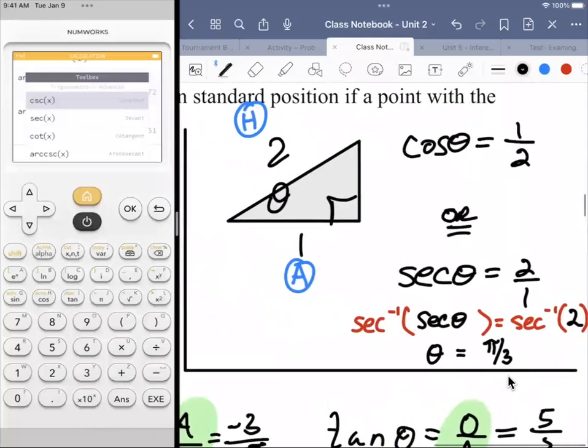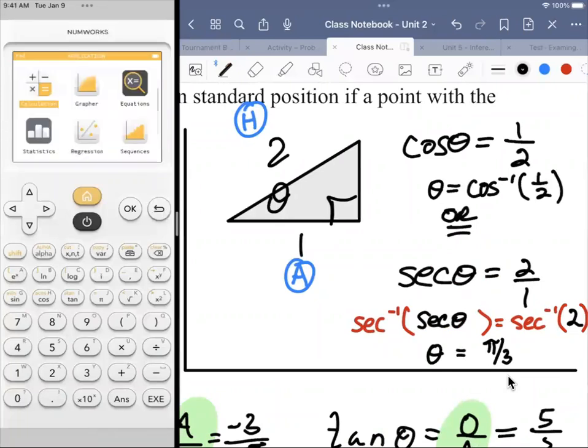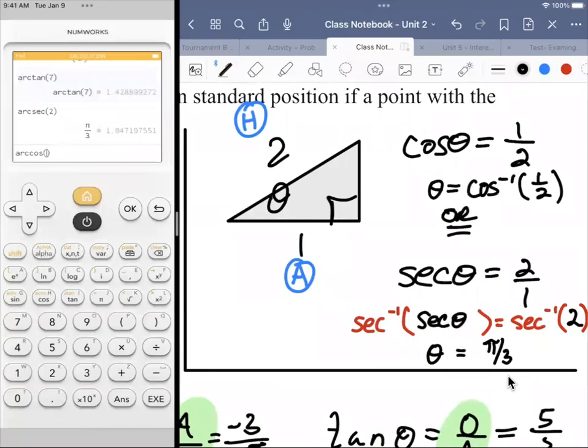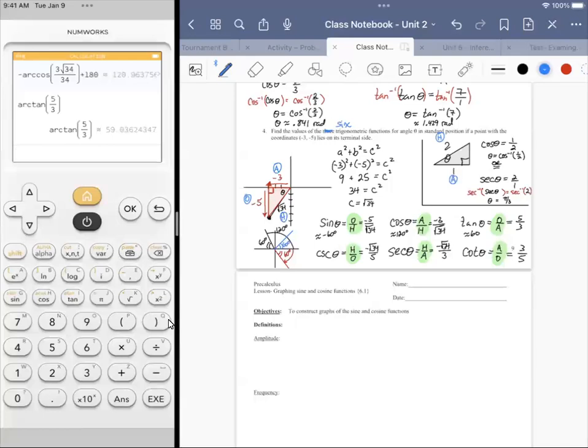Now, again, I could have opted to do this with a cosine. Finding the inverse cosine of both sides does not require me to go into a special menu. That's right on the home screen. So arc cosine, shift cosine, of 1/2, and it spits out the same value. So it comes as 2 separate ones.